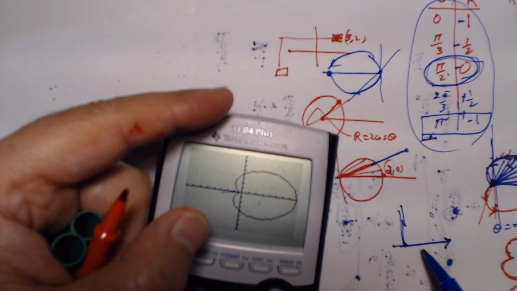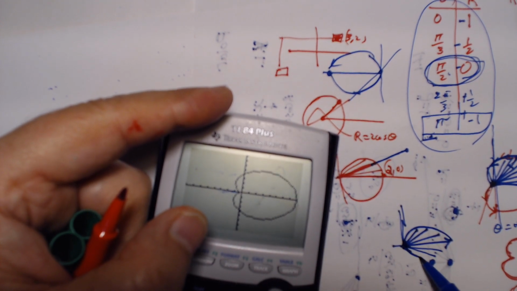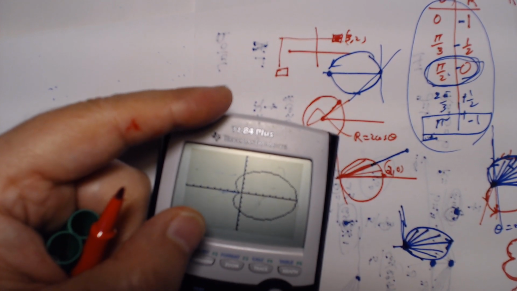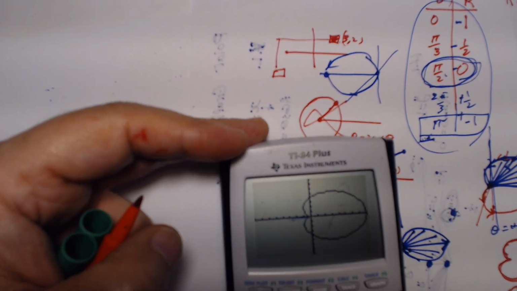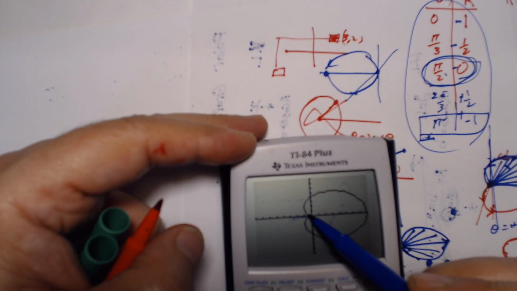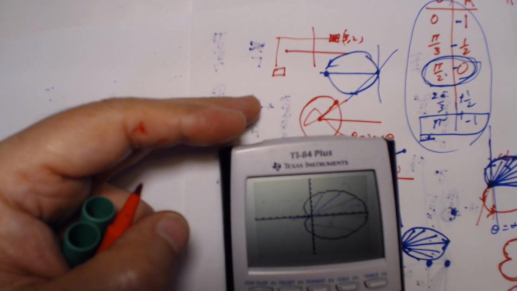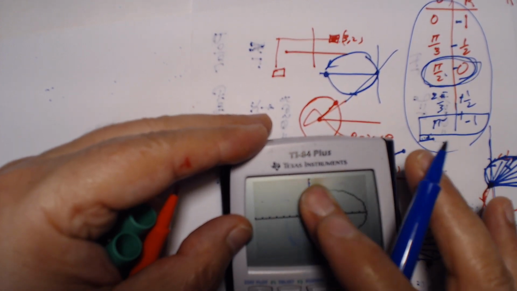This r is 2, 1.5, 1.6, this and this, and r is 0. See, r is not fixed. r is changing. When r changes, you need 180 degrees, unless r changes and the graph becomes a cardioid, because all these r are different. Therefore, all are different, but because it's not a circle, you need 360 degrees.